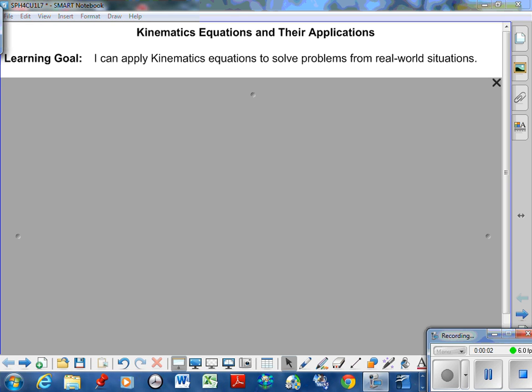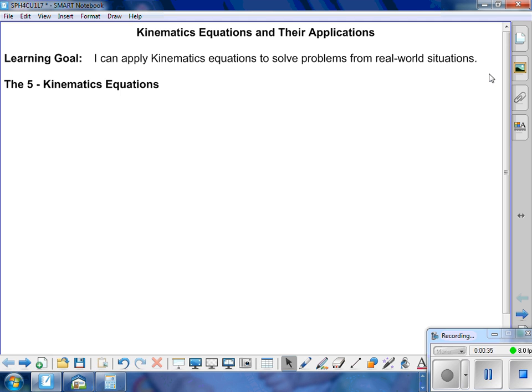Hello and welcome to the final lesson in unit number 1, kinematics, and we're actually looking at kinematics equations in this lesson and their applications. So the goal, I want you to be able to apply the kinematics equations. So those are motion equations to solve problems from real-world situations. What you're probably going to spend the bulk of your time with today, and probably another lesson on top, or another day to finish up, because there's quite a few different questions I want you to try, is just practicing the various equations. So rather than develop them, I'm just going to tell you what the 5 kinematics equations are.